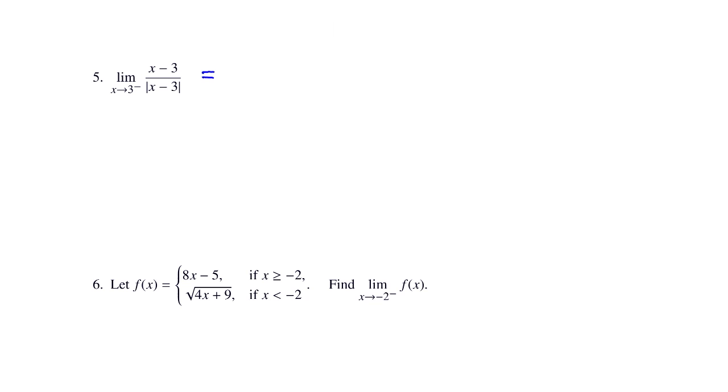Number 5, we want the limit as x goes to 3 from the left. So we need to interpret the absolute value bars. The top part of the fraction stays the same. But if you're going to 3 from the left, that means your values of x are less than 3. So the value of x minus 3 is a negative quantity. The absolute value bars are going to take that negative quantity, that is x minus 3, and negate it so that it then becomes positive. It's sort of the two negatives make a positive deal here. So what we have in the bottom really is a negative of x minus 3.